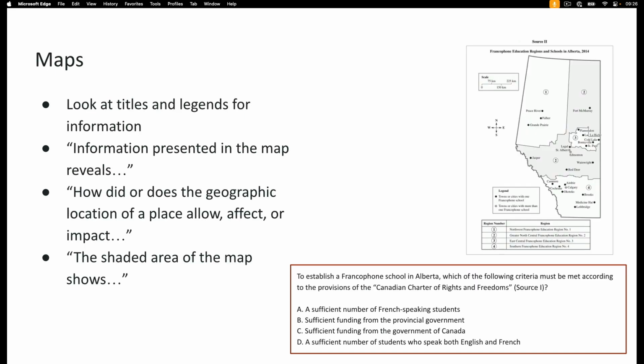Maps are also popular. Okay, when you're working with a map, always take a look at the title, if there is one, or a legend for some information. You can pull a lot of information just from the title and the legend. And the questions around sources that have maps are going to be basically, what is the map about? That's always a common type of question.